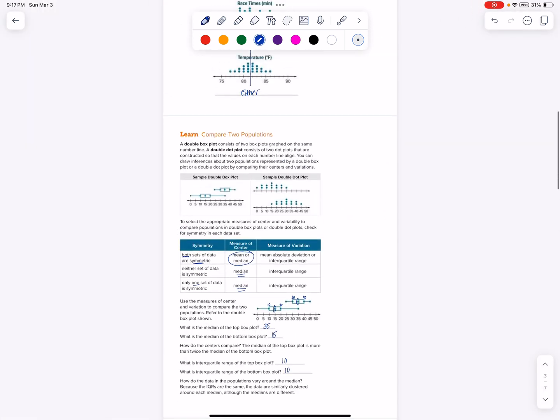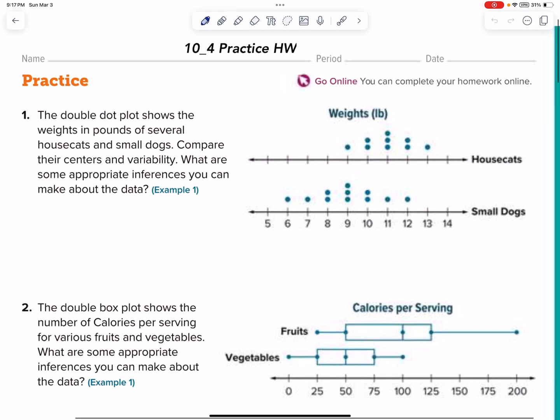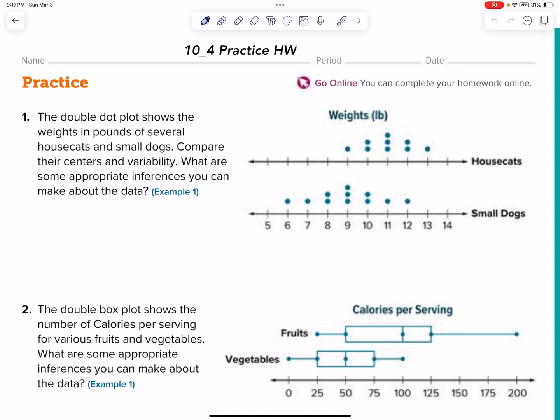All right, let's go ahead to the practice homework, and let's talk through it, and then we'll let you try it out. This shows the weight in pounds of several house cats and small dogs. Compare their centers and variability. What are some inferences you can make about the data? Just look at that. Notice they're symmetrical, so you can look at it however you want. So write a sentence of something you can say is true about the house cats versus the small dogs.